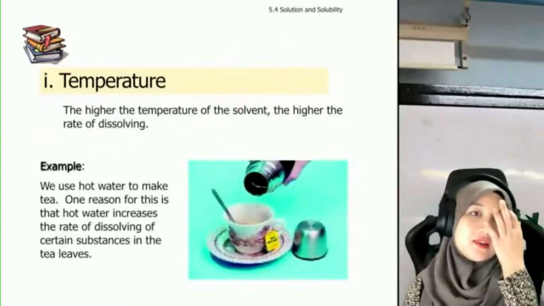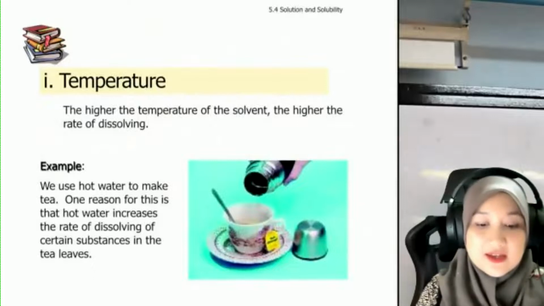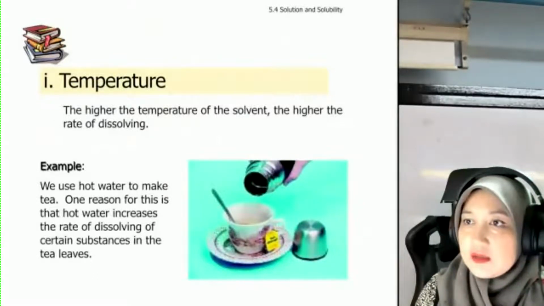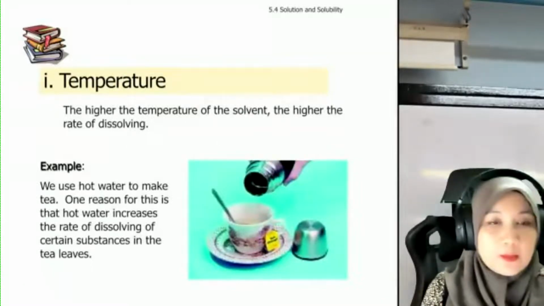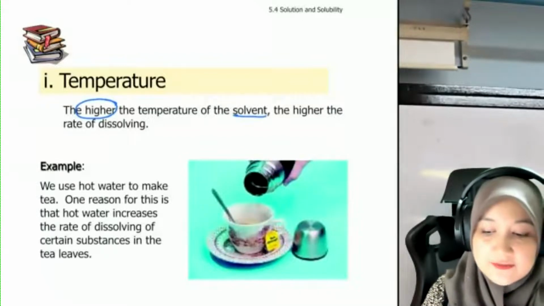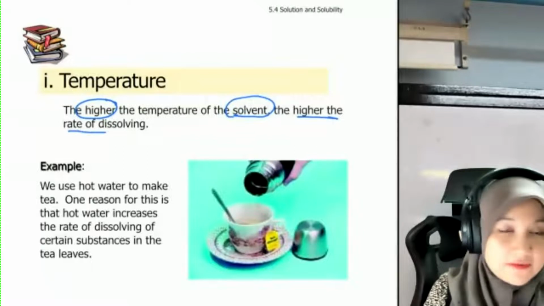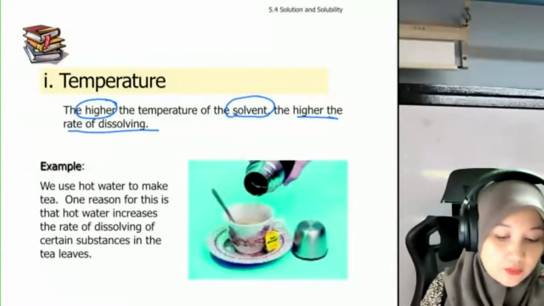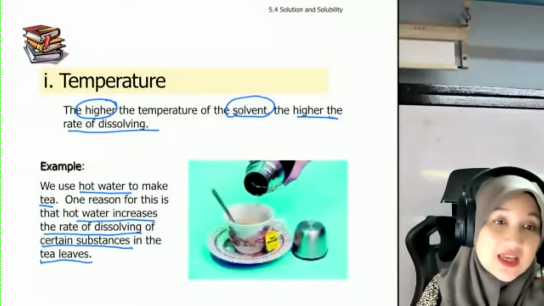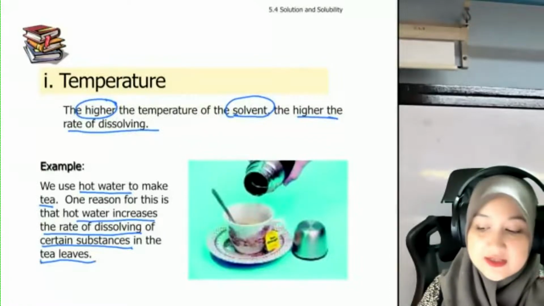So here are the factors that affect the solubility. Number 1 is the temperature. The higher the temperature of the solvent, the higher the rate of dissolving. For example, we use hot water to make tea. One reason for this is that hot water increases the rate of dissolving of certain substances in the tea leaves. That is the temperature.